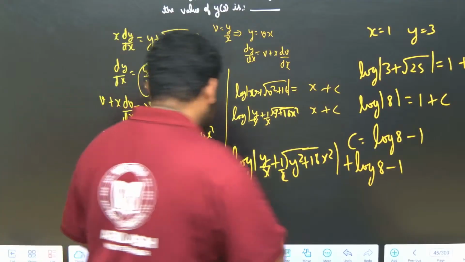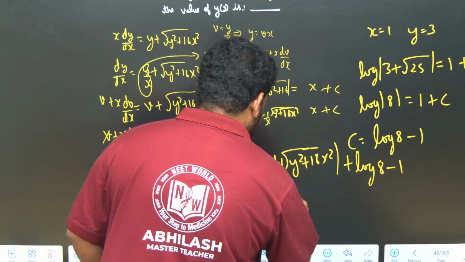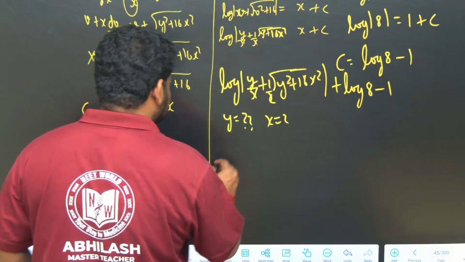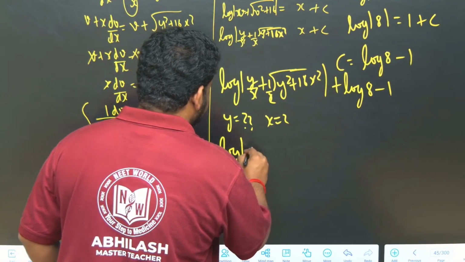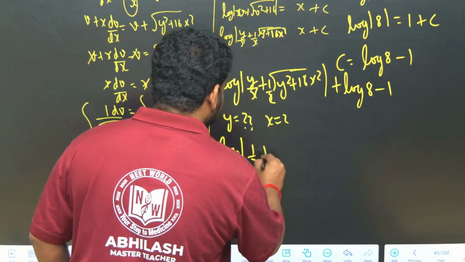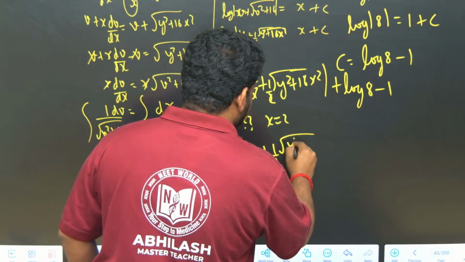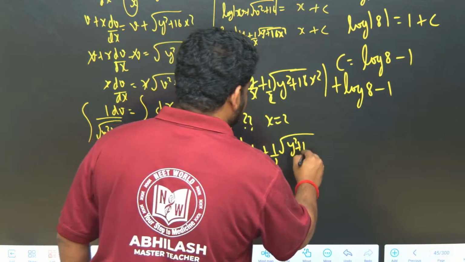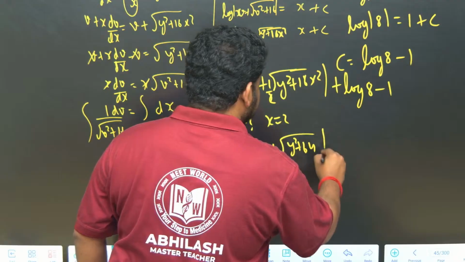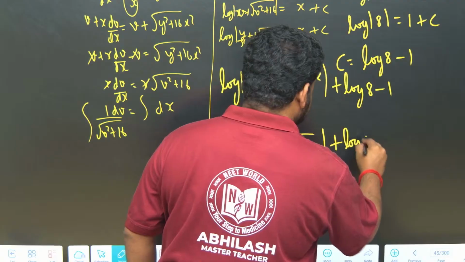Okay, so let me put the value and see. That is y of 2, the value of y when x is equal to 2. So if you put the value, what do we get? We will get log of 1 by 2 plus 1 by 2 into square root of y square plus 16 into 2 square, which is 64. 16 into 4 is 64. That is equal to plus log of 8 minus 1.